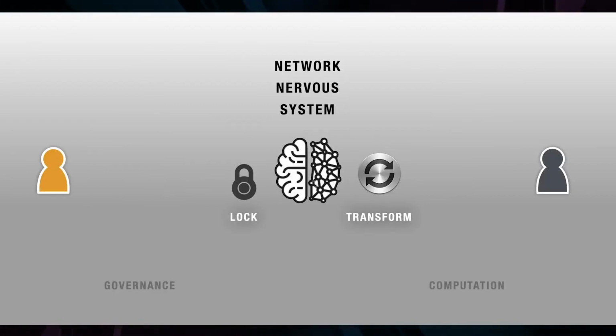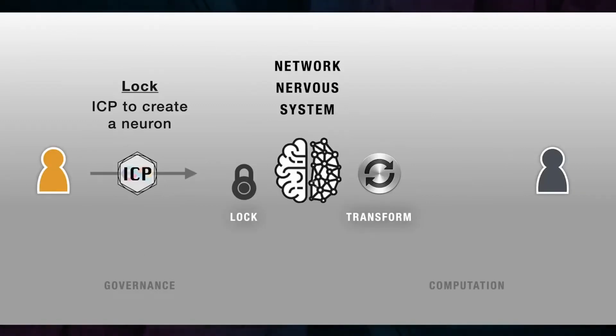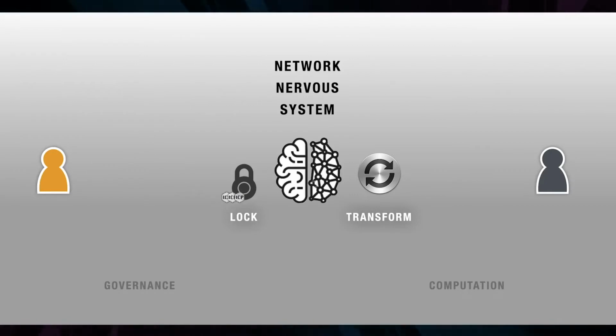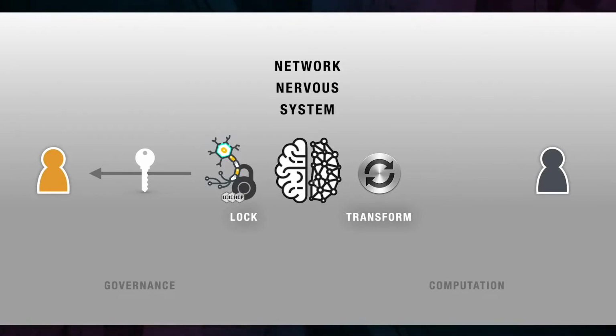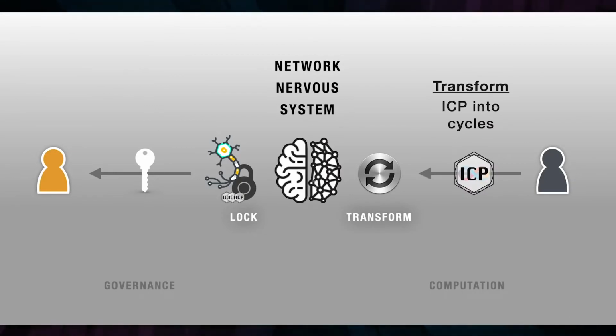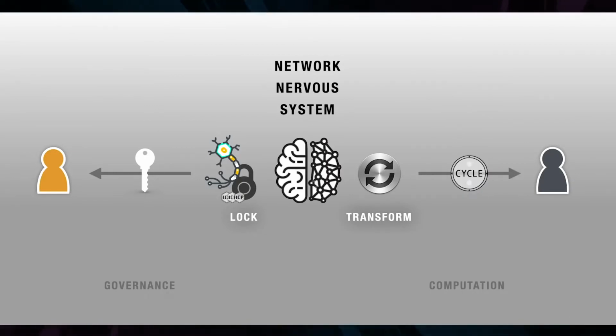You can do two things with ICP tokens. Firstly, by locking them inside the network nervous system, the algorithmic in-protocol governance system that manages the network, you can create neurons, which can vote on proposals and earn voting rewards, also paid in ICP. Secondly, you can transform ICP tokens into Cycles, a kind of stablecoin used as fuel for computation by canisters.